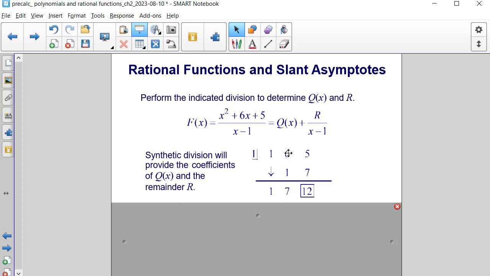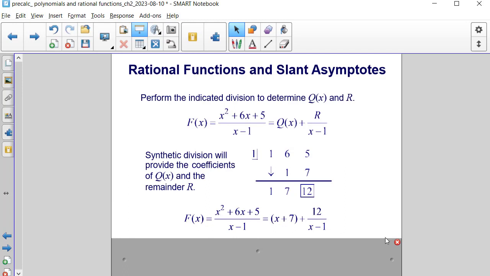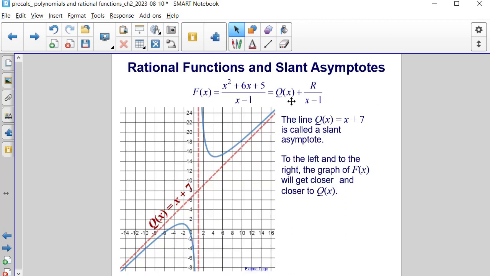1 times 1 is 1. Add, we get 7. 1 times 7 is 7. Add, we get 12. So therefore, we can rewrite x squared plus 6x plus 5 divided by x minus 1 to be x plus 7 plus the remainder of 12 over x minus 1. So we're going to end up having a slant asymptote along the line y equals x plus 7, and we'll see that on the next slide. So here's the graph.